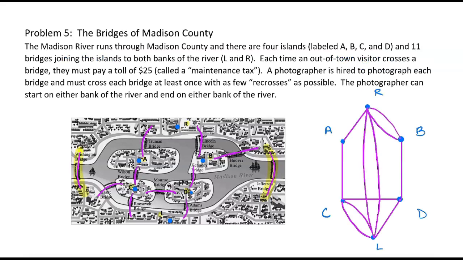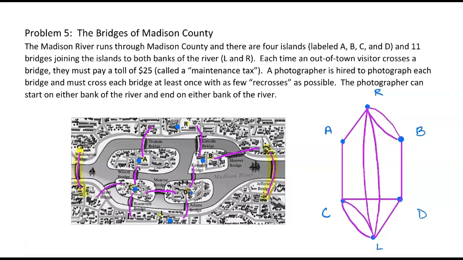Here's the graph that we drew to model the bridges of Madison County. Let's revisit the details of this problem. There are 4 islands, A, B, C, and D, and there's 11 bridges joining the islands to both banks of the river, the left and the right.